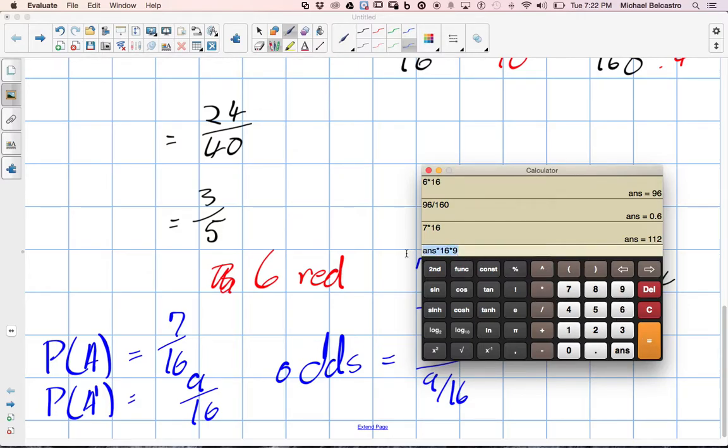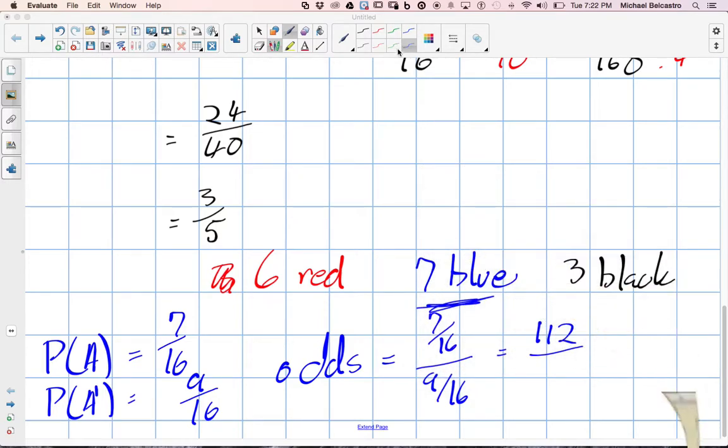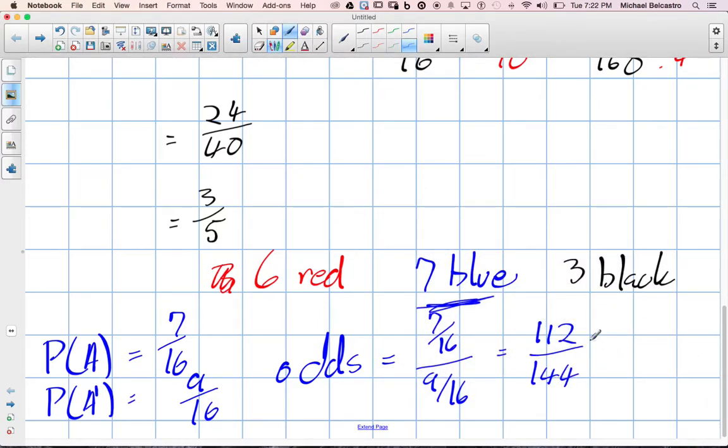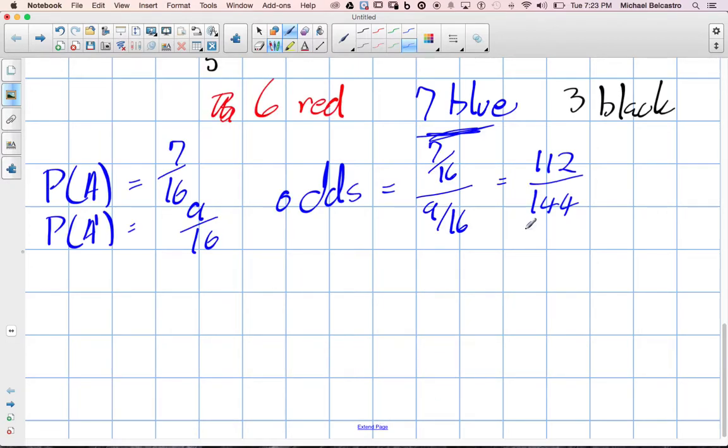Oh, that's not what I want to do. 16 times 9, 144. So 112 over 144. That reduces again to some pretty good odds. Let's not worry about it. The reduction we can kind of do on the side.